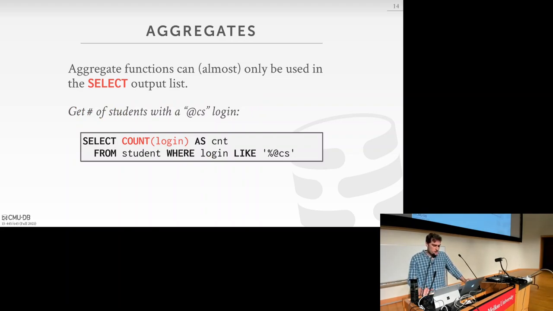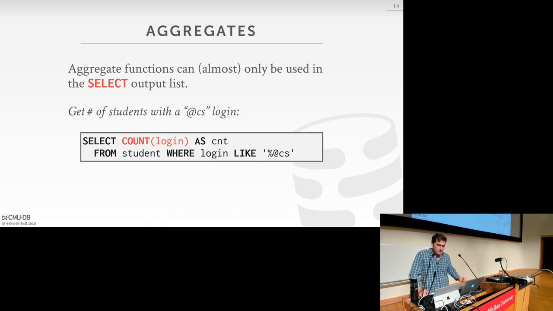The aggregate function can almost only be used in the select output list. And by almost, I mean there are a few exceptions, but pretty much it's always going to show up in the select statement of your query. So just as an example query here, let's say that you want to get the number of students with a login as the substring at CS.